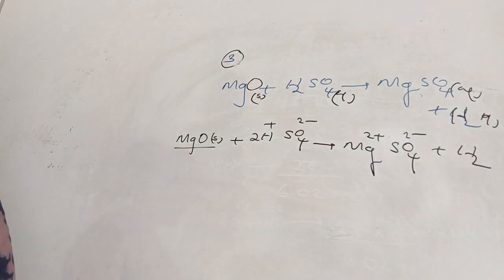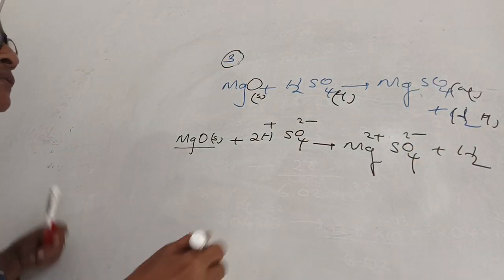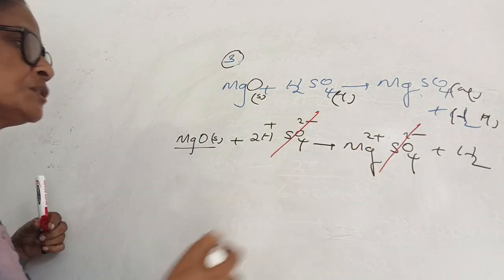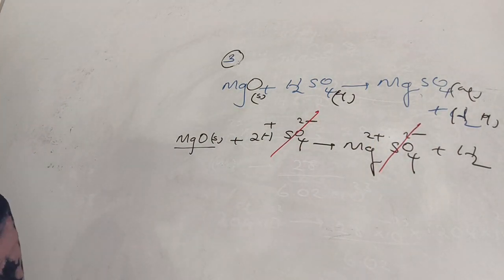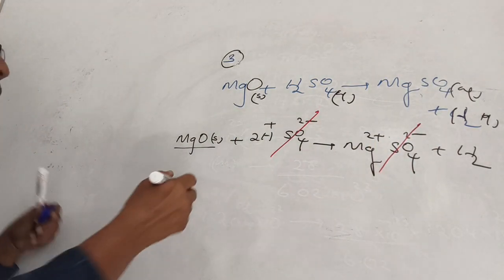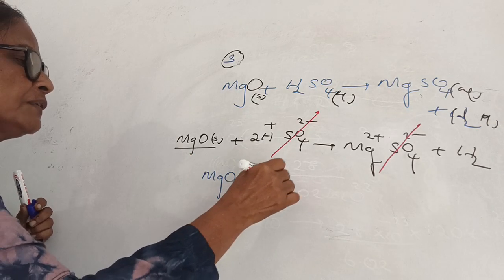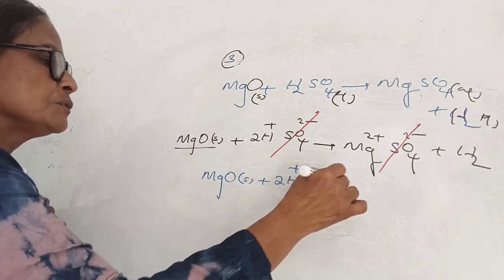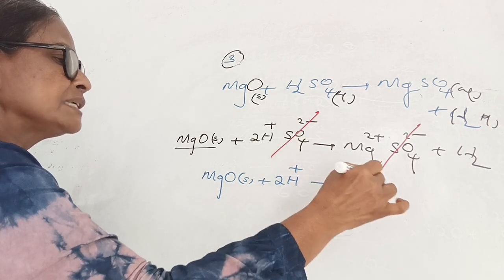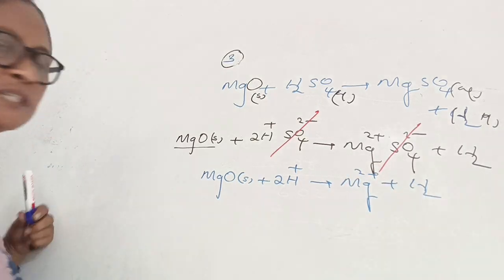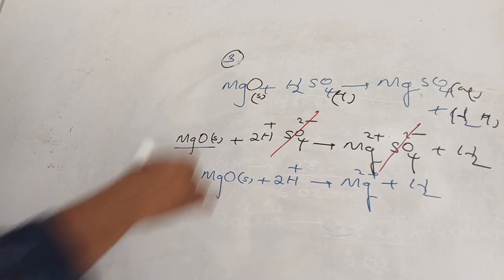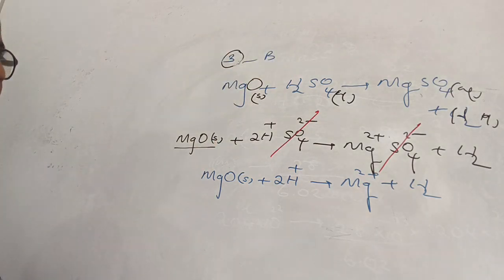By looking at the equation, it is easier to identify that sulfate is the spectator ion and can be cancelled off. So the ionic equation becomes MgO solid reacting with 2H plus to give Mg2 plus as well as hydrogen gas, which gives you the answer. The best answer is B.